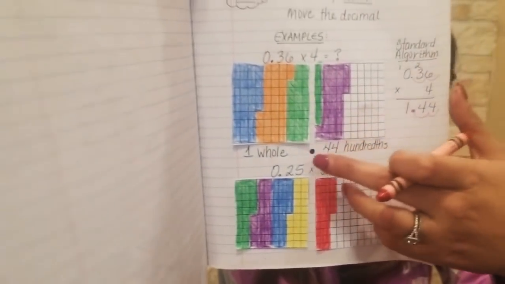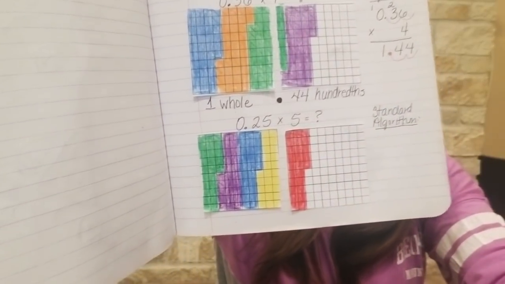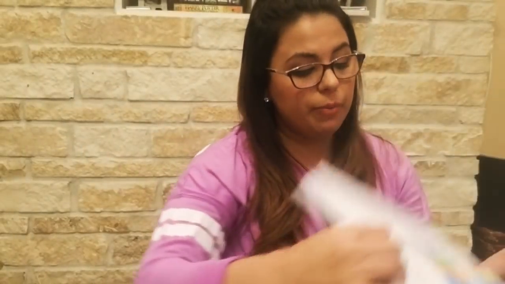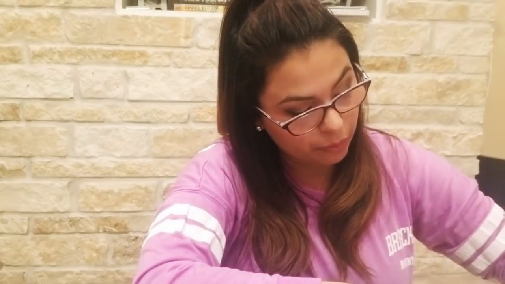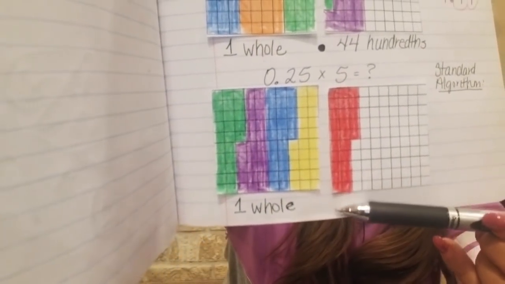So again, just like this one, we shaded in the whole thing. So that tells me that right here, I need to be writing one whole. So I'm going to get my pen. I'm going to write one whole. Just like that. And then I know that right here, I need to put in my decimal because it's separating it.